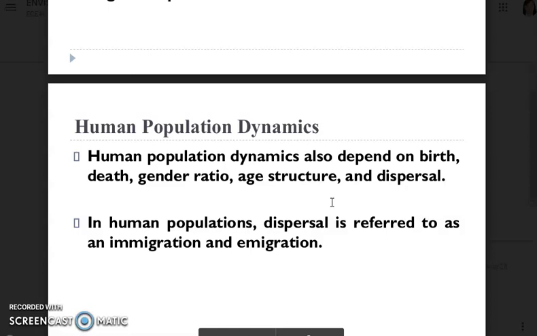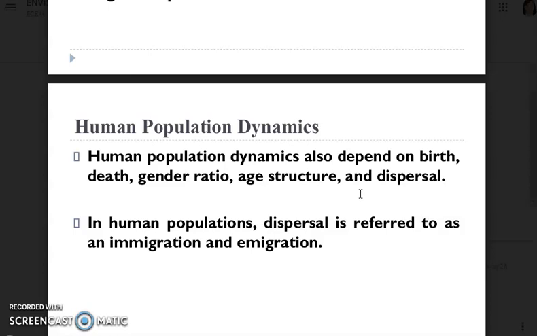Now, in terms of dynamics in human population, it depends on the birth, death, and gender ratio. So if there are a lot of males, obviously there will be no movement in the population. And age structure: if most of the community are senior citizens, then there is quite a static population. And dispersal, whether this community is mostly going abroad or not.